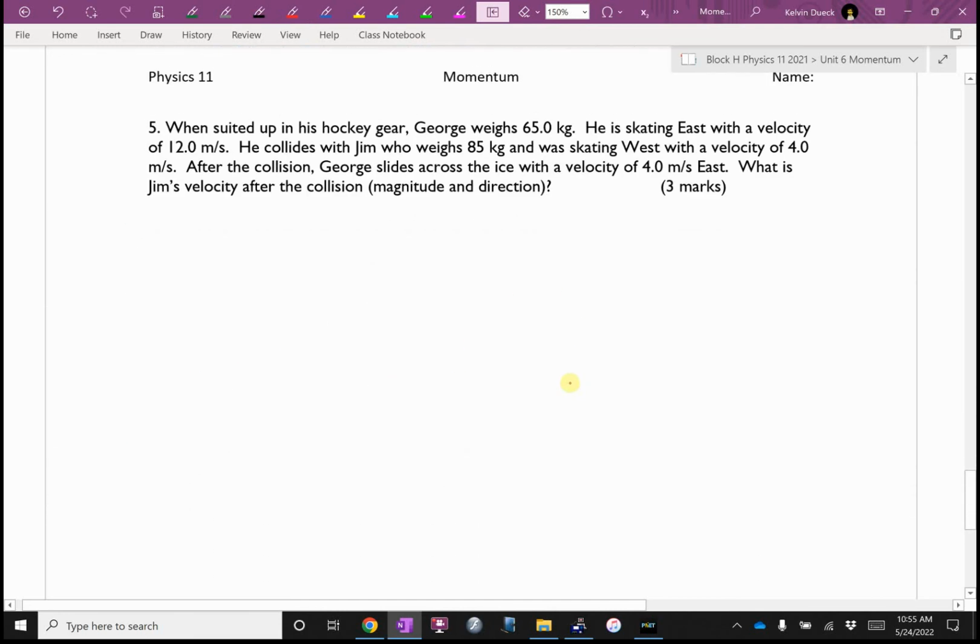George and Jim, I see a collision. This is going to be conservation of momentum. I said, George, mass A. I'm going to call east positive. Jim, mass B. I'll draw a little arrow pointing there. West, negative. After the collision, George slides with positive east. So I guess we have a head-on collision. George keeps going. I'm kind of guessing Jim maybe got pushed backwards. He got blown up. This is a pretty big collision, I suspect.